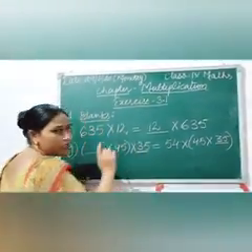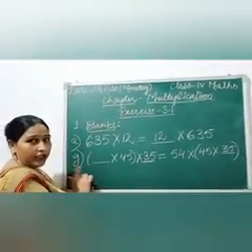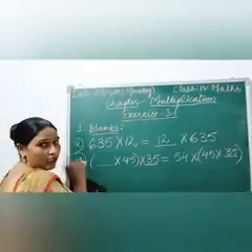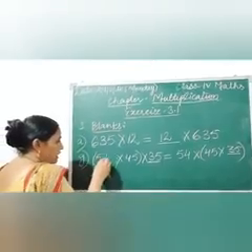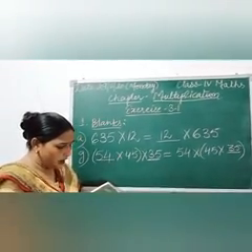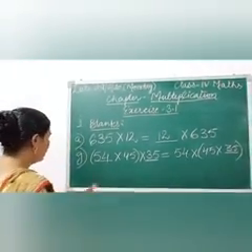Now three numbers are there, so this side must have the same three numbers. 35 is there, 45 is there, and the missing number, as you already know, will be 54.